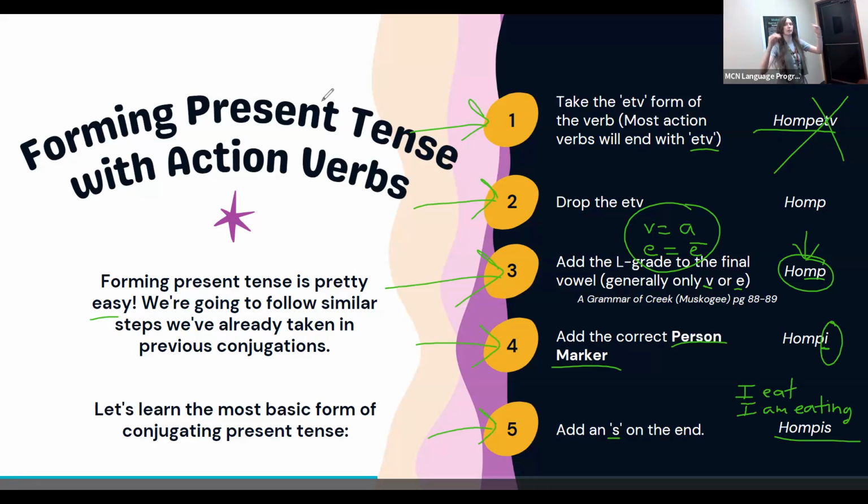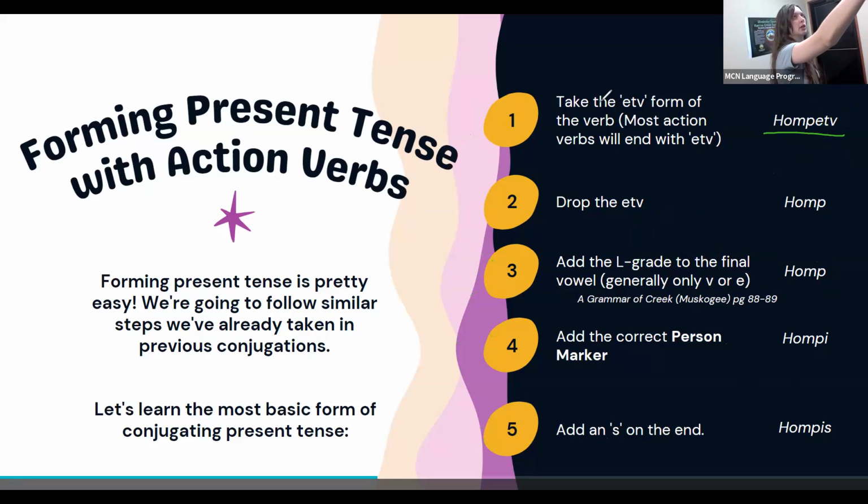So we're going to look at the full list of person markers. So really, right, take our verb, drop ida. If it's a V, the last one in the group, right? So let's use a one ida.